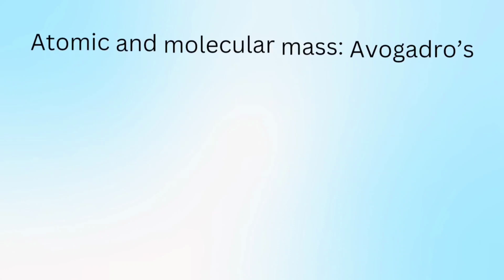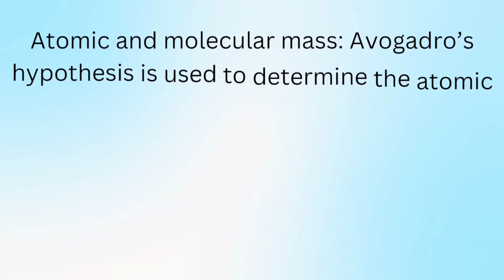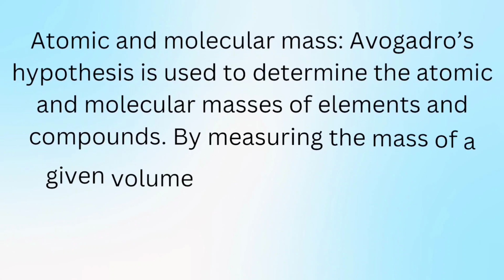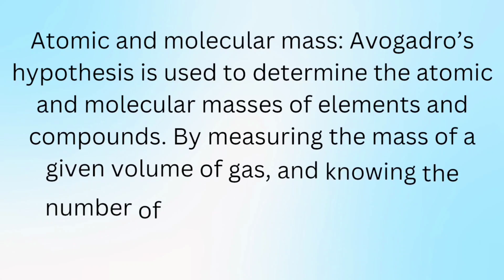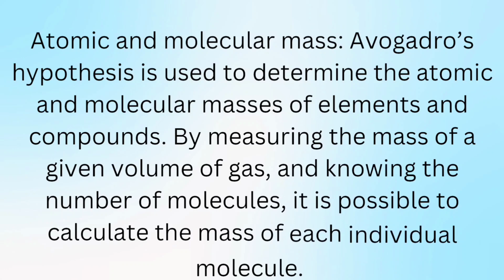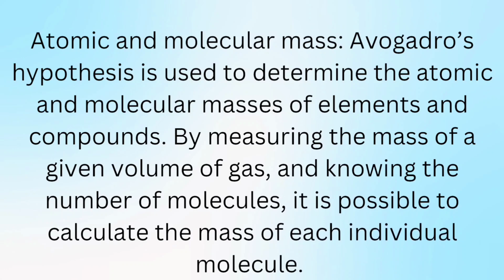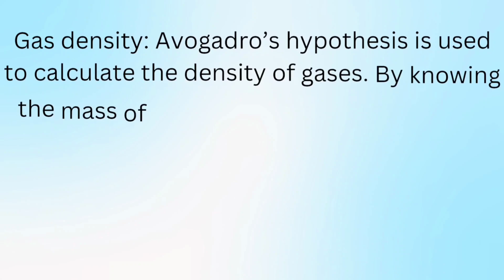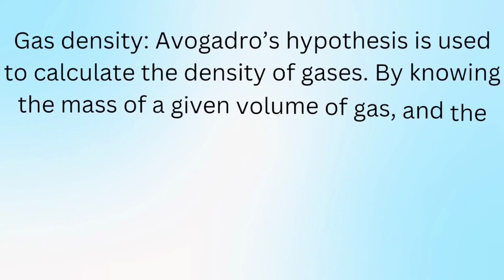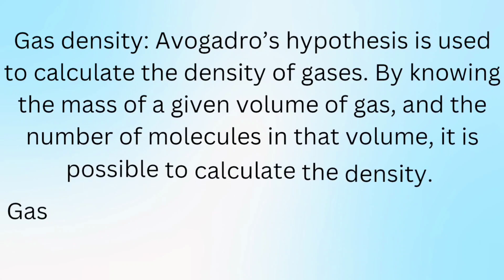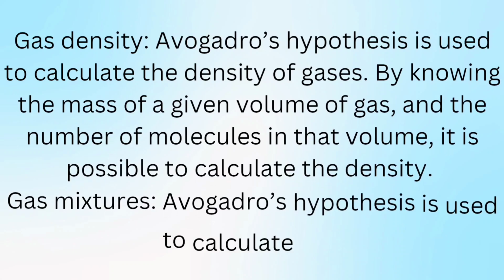Atomic and molecular mass. Avogadro's hypothesis is used to determine the atomic and molecular masses of elements and compounds. By measuring the mass of a given volume of gas, and knowing the number of molecules, it is possible to calculate the mass of each individual molecule. Gas density. Avogadro's hypothesis is used to calculate the density of gases. By knowing the mass of a given volume of gas, and the number of molecules in that volume, it is possible to calculate the density.